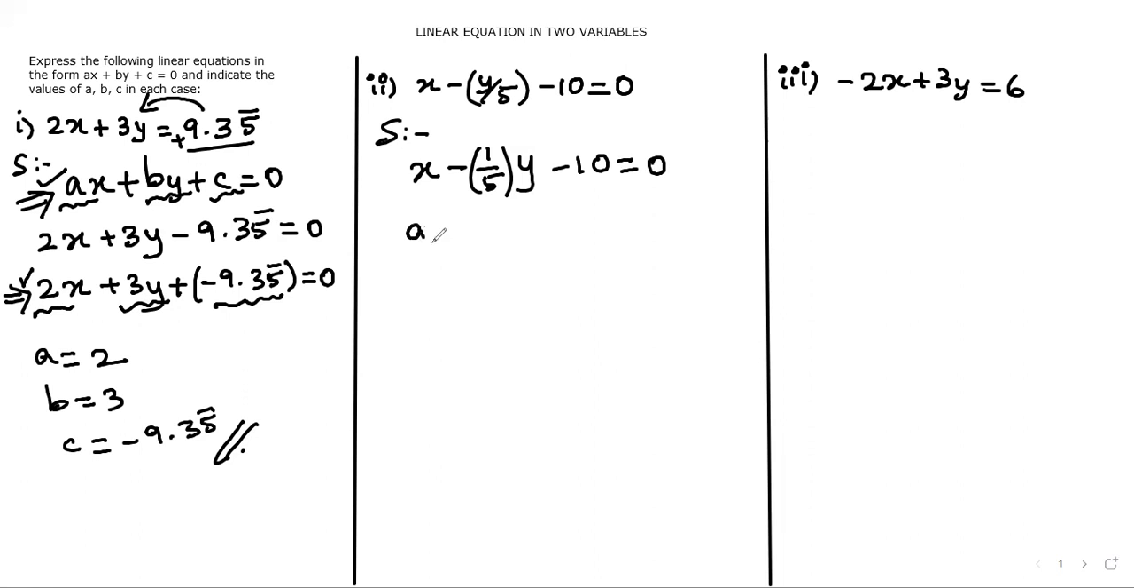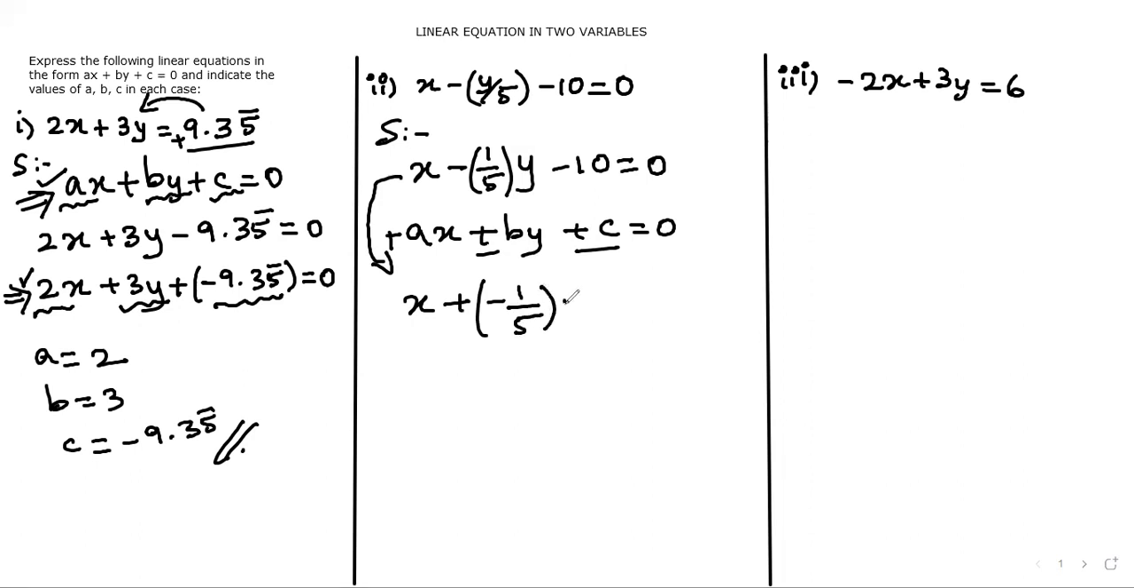See, this is in the format of ax plus by plus c equals 0, isn't it? Now you may have some confusion: a is positive, b is positive, and c is also positive. So again you can rearrange this equation as x, this minus can be taken inside the parenthesis, so minus 1 over 5 into y, and since it has negative 10, you can write it as plus into minus 10 equals 0. If you do like this, you can easily find the value of a.